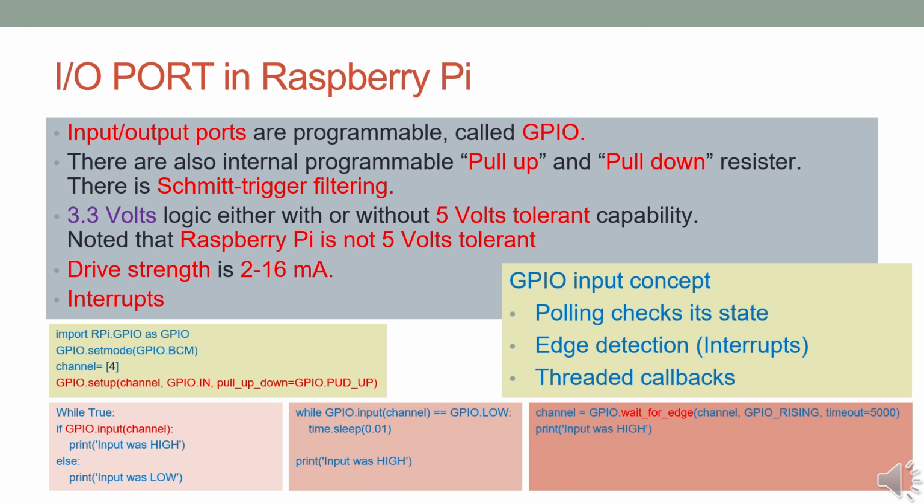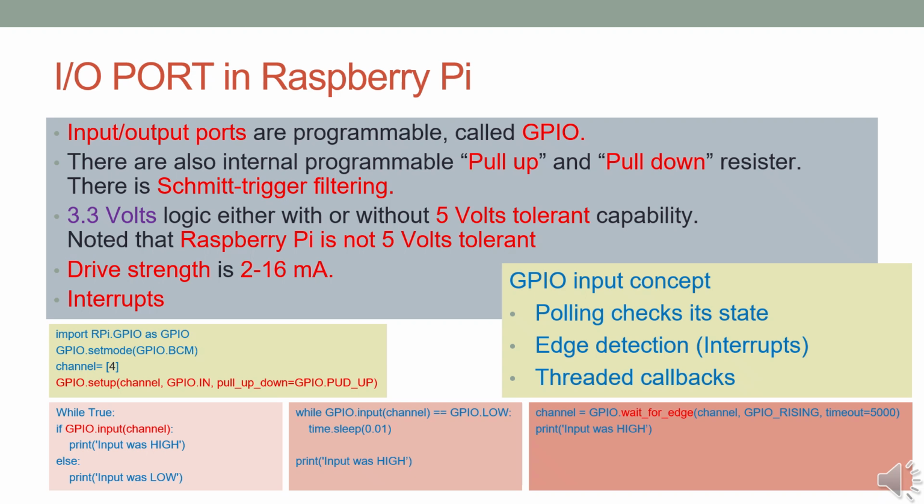Detecting input changes. Edge detection. A better alternative to polling is edge detection. Instead of checking the pin state continuously, the program waits for the pin to change from low to high or vice versa, called an edge. Here's how we do it. GPIO.wait_for_edge(4, GPIO.RISING, timeout=5000), print("Input was high"). This waits for a rising edge, low to high, on pin 4. If no change occurs within 5 seconds, the function times out. This is still considered a form of polling, but it's more efficient since it doesn't require continuous looping.